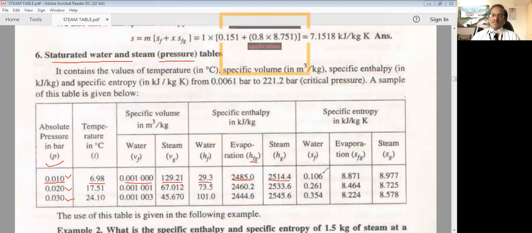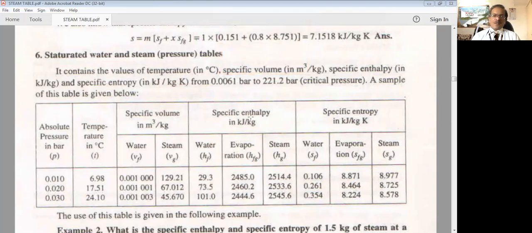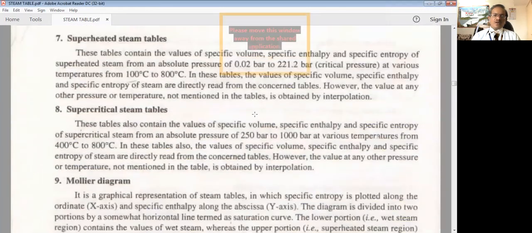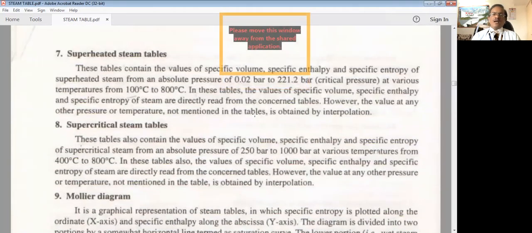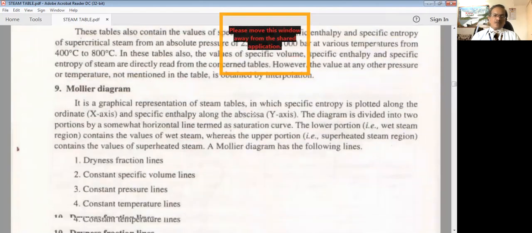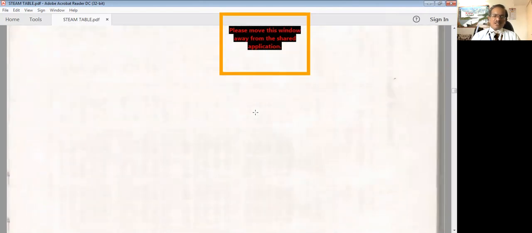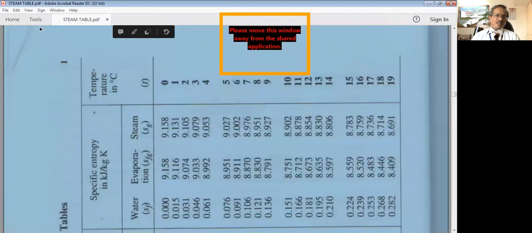The entropy for the water is 0.106 kilojoules per kg Kelvin. For the evaporation, the entropy is 8.871, and for the dry steam it is 8.897. So if we have to read the property values at a pressure of 0.01 bar, we can take all these values from this steam table. We have taken this example only for dry steam. Further, we will see the table here.